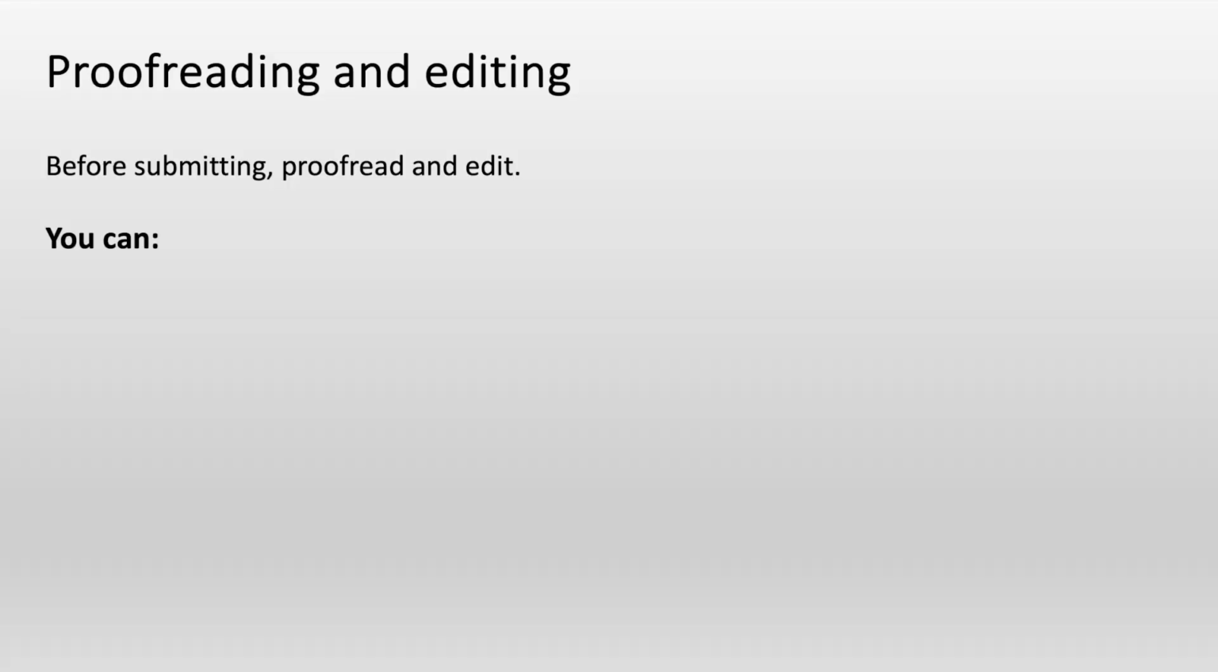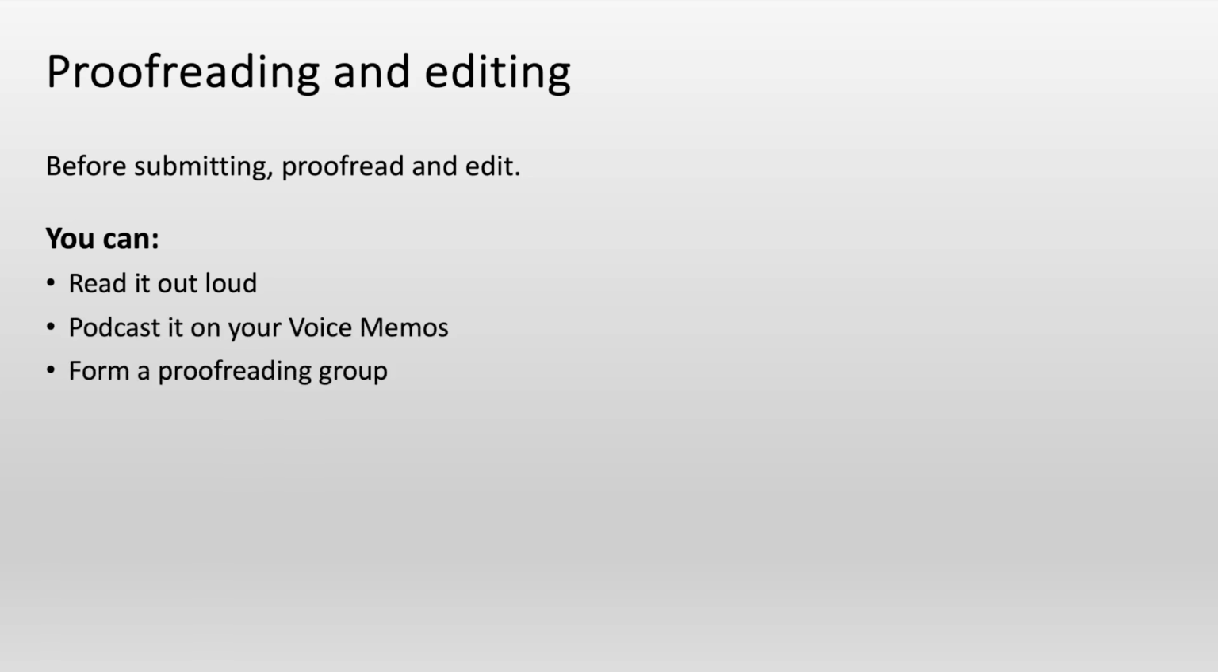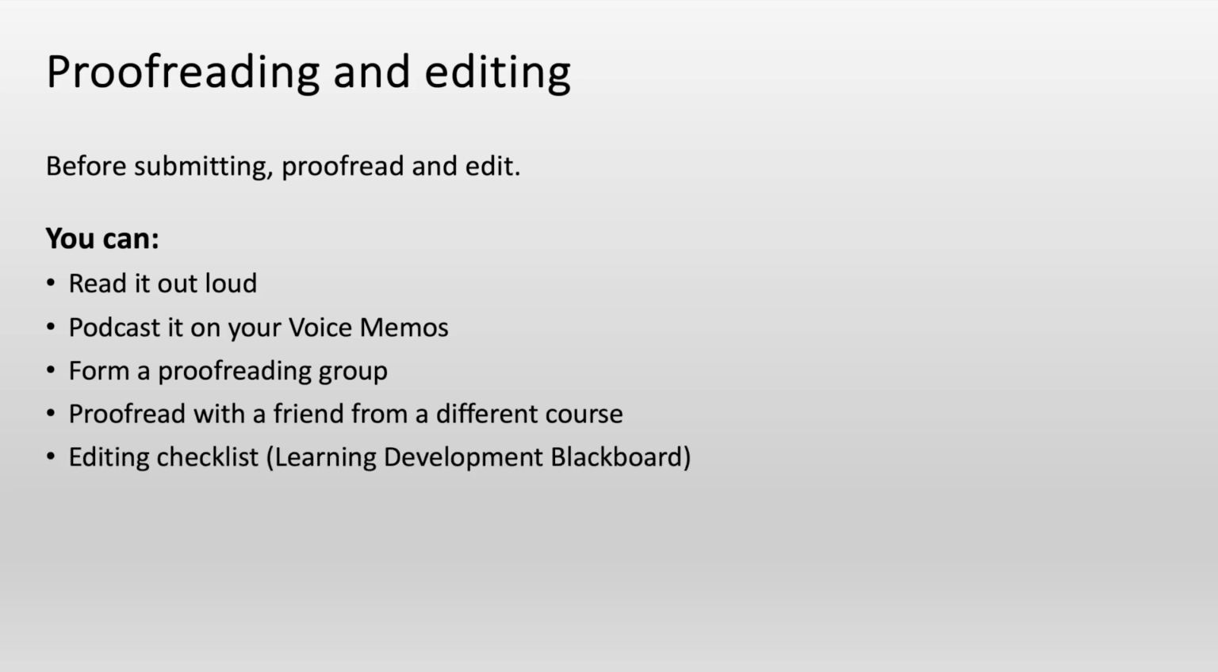Proofreading and editing. This is all part of structure and style. Before you submit, proofread and edit. You can read it out loud. You can podcast it on your voice memos and listen back to it. You can form a proofreading group. You can proofread with a friend from a different course to see if they can understand what you're writing about. You can use an editing checklist, and we've uploaded this to the Learning Development Blackboard.